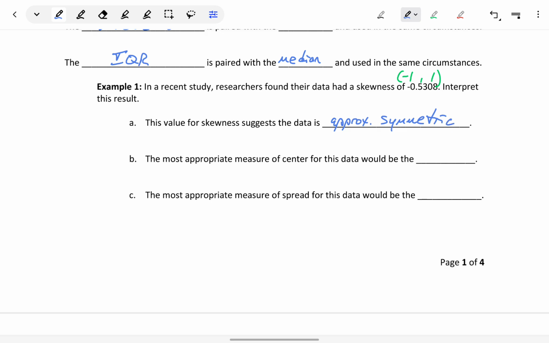Meaning the most appropriate measure of center would be the mean. Since we're using the mean, the standard deviation would be our most appropriate measure of spread.